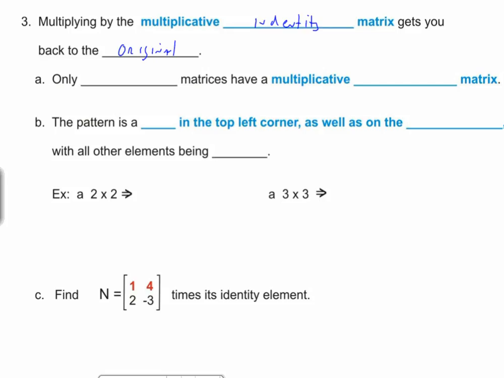Here's one fact: only square matrices have an inverse. Not everything has an inverse. We'll see that later on in functions as well. Not every function has an inverse. We'll learn some techniques like restricting a domain to make that happen. So again, this is identity. Only square matrices have a multiplicative identity matrix. The pattern's not too hard. It's basically a 1 in the top left corner, as well as on the diagonal.